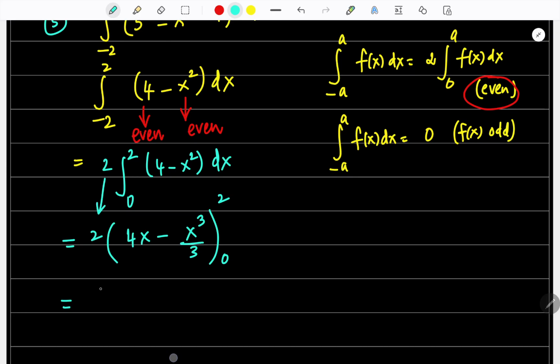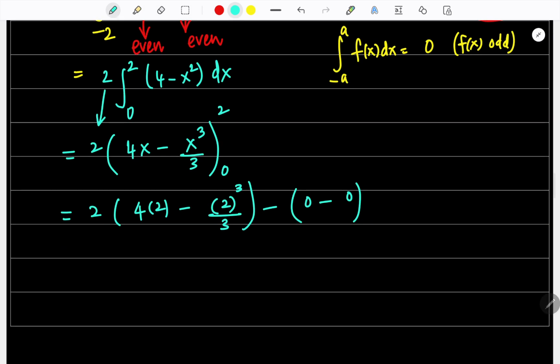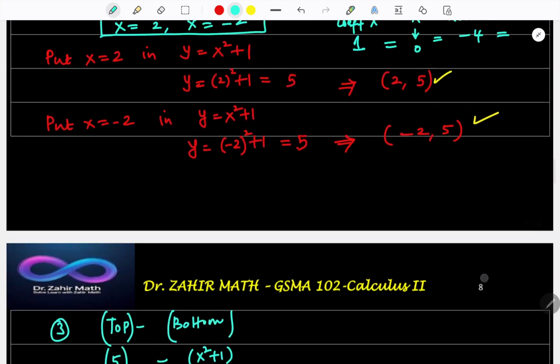Right. So now we are going to put the upper limit: 4 times 2 minus 2 cube divided by 3, minus lower limit 0. All these things we'll put in the calculator. 4 into 2 is 8 minus 8 by 3 is 16 by 3, 2 times it's equal to 32 over 3. Same answer, but it's okay, no problem. 32 by 3. It's very clear.